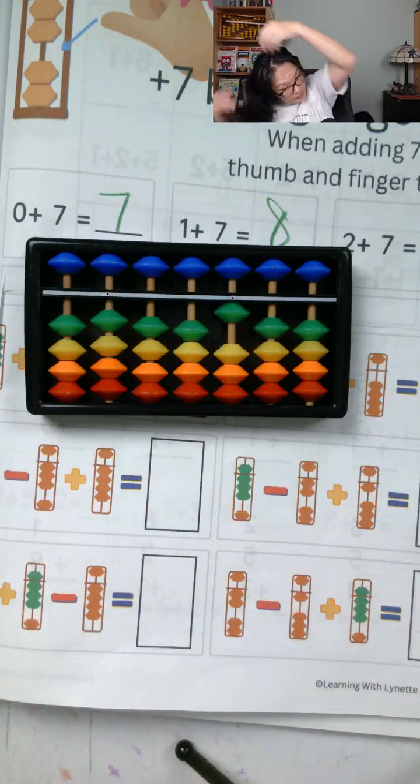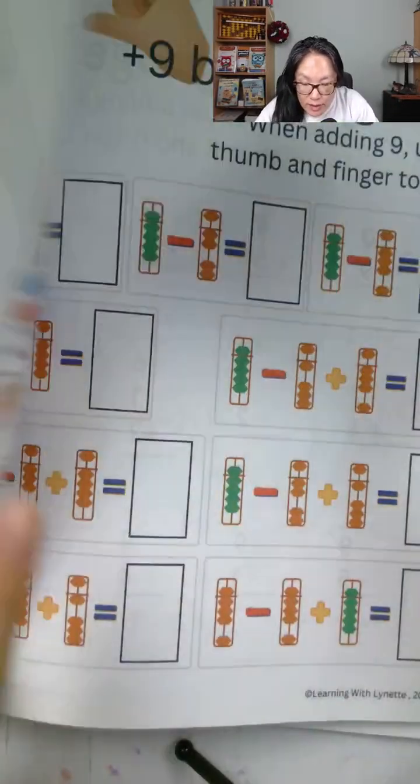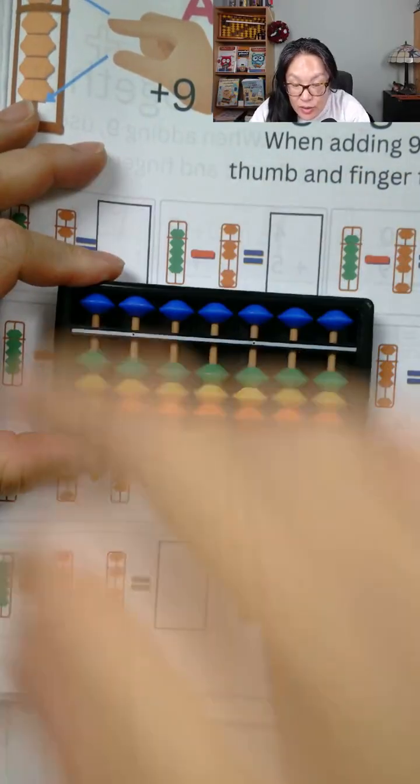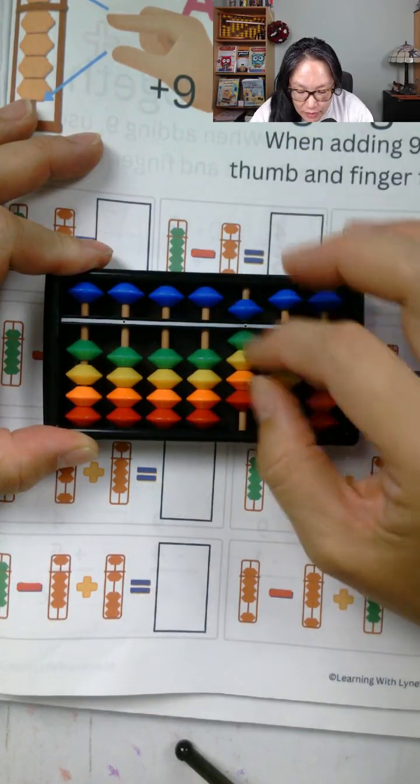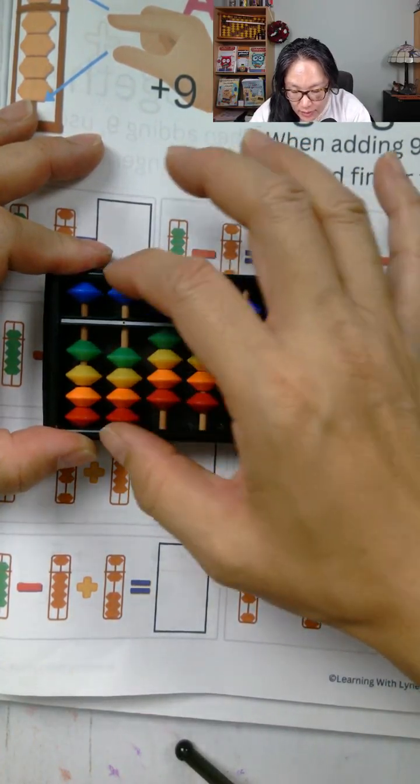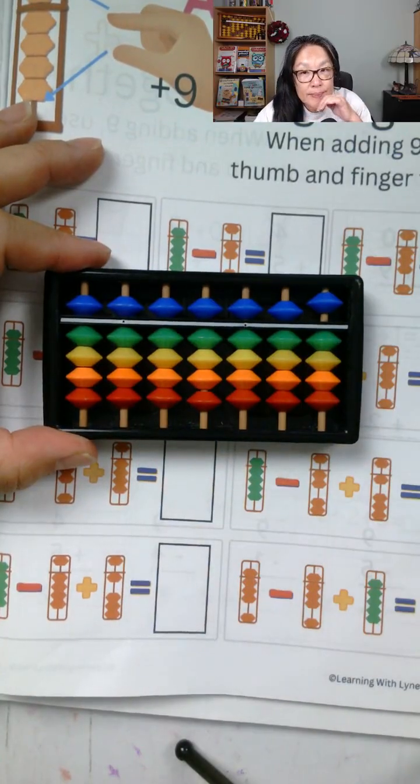Okay. We're going to continue on with adding the 9. Adding the 9 is super easy. Why? Because it's the whole thing. So it's 5, 6, 7, 8, 9. And then we do 9, 9, 9, 9, 9, 9, 9. So these are all 9s.